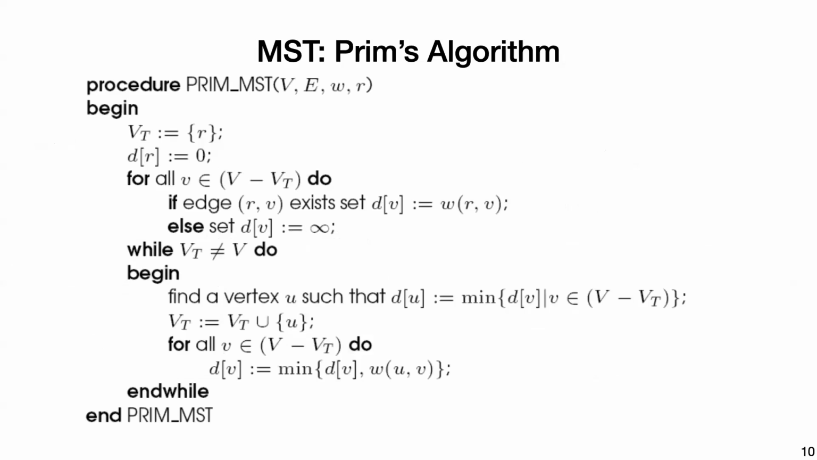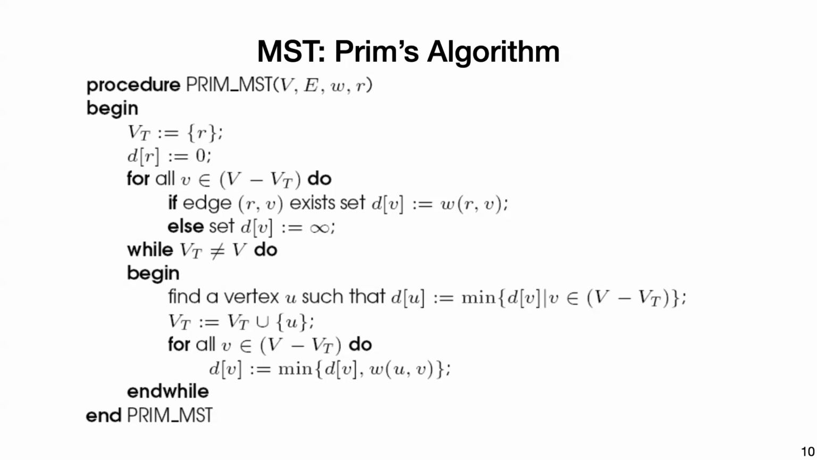This is the pseudocode for the serial version of Prim's algorithm. So this part, in the beginning, is just initialization. You pick some starting vertex R. V sub t is the vertices that are currently in the spanning tree, which starts with R. The distance of R is equal to 0, because R is in the tree. And for all vertices that are not currently in the spanning tree, if an edge from R to B exists, then you set the distance as the weight from R to B, because currently R is the only thing in the spanning tree. Otherwise, you set it to infinity because they're not adjacent. So that's just the initialization.